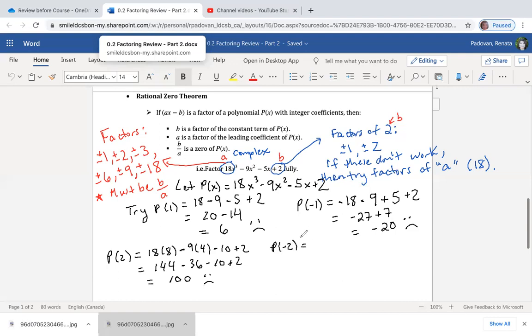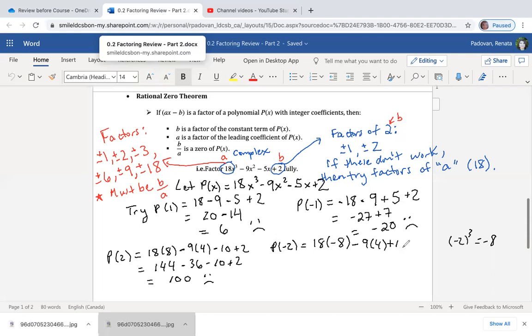P at -2. So be careful here because you're subbing in -2 cubed, right? So -2 cubed. So -2 times -2 is +4, but +4 times -2 is going to be -8, right? So now we have 18 multiplied by -8. -2 squared is still a +4. So -9 times a +4. But then I have -5 times -2. So that changes to +10.